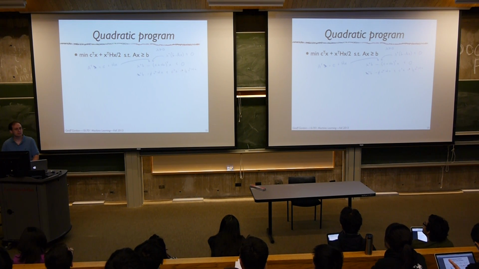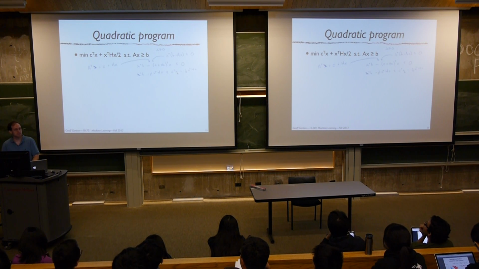Shouldn't that be H transpose? H is symmetric. Right, all Hessians are symmetric, so I can skip transposes on H. That's a good question.